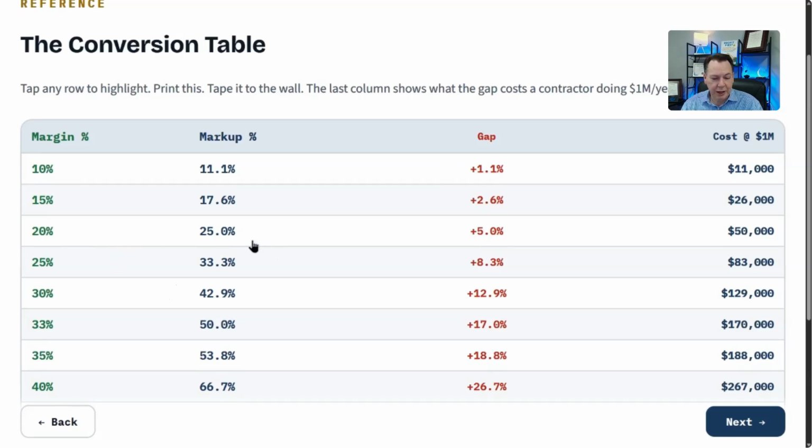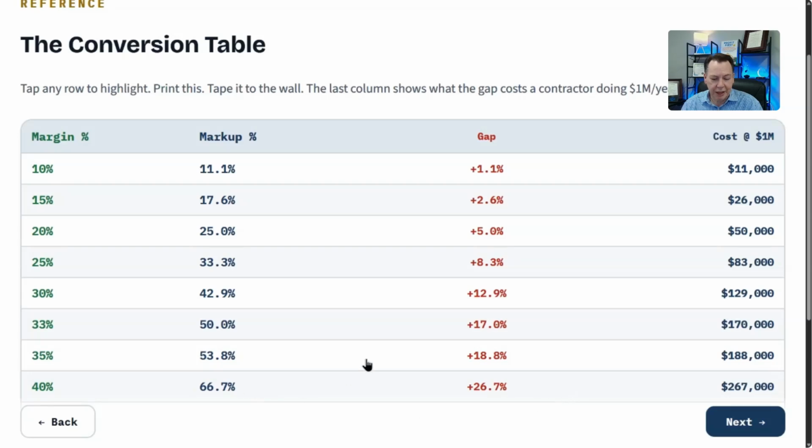But using the example we had before at 20% margin, and you're using the wrong factor, you're 5% off. So like a $1 million job or $1 million contractor, that's $50,000 a year. If you're trying to hit a 30% margin, you have to mark it up 42.9%, or another almost 13%. But if you're bidding incorrectly, that's $130,000 on a $1 million bid or a $1 million contractor.